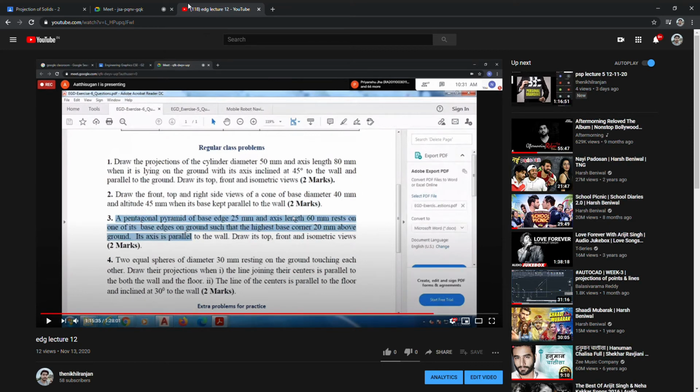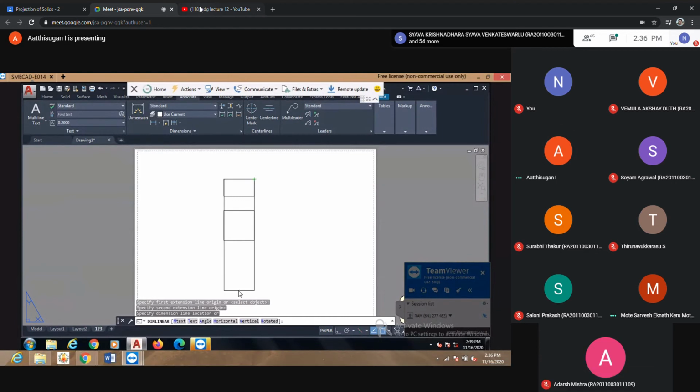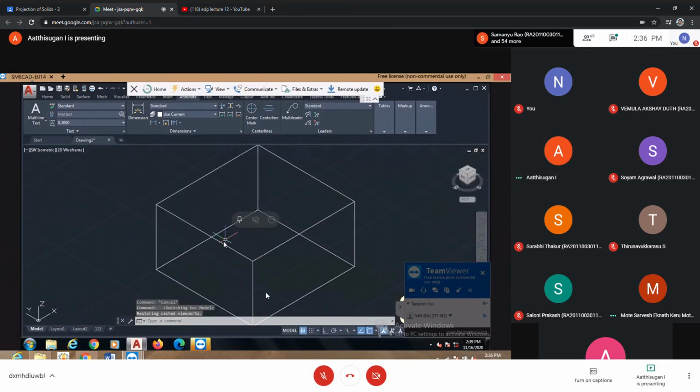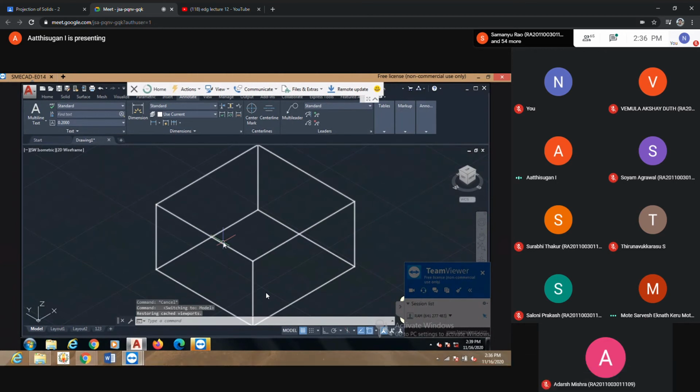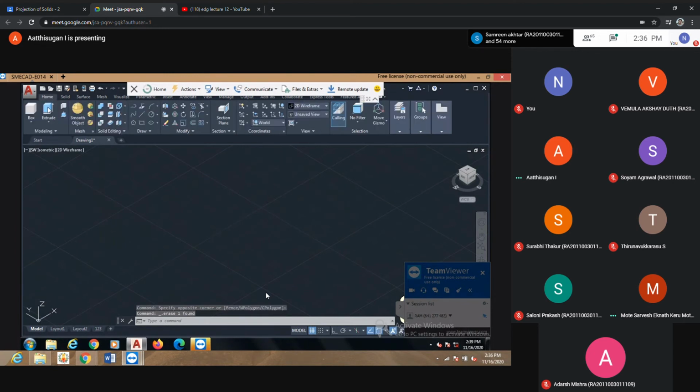So I'll draw simply without any dimensions. I'm going to draw some object here, a cylinder object. But you draw in your own dimensions. Okay, you have to draw a cylinder, suppose in front view.